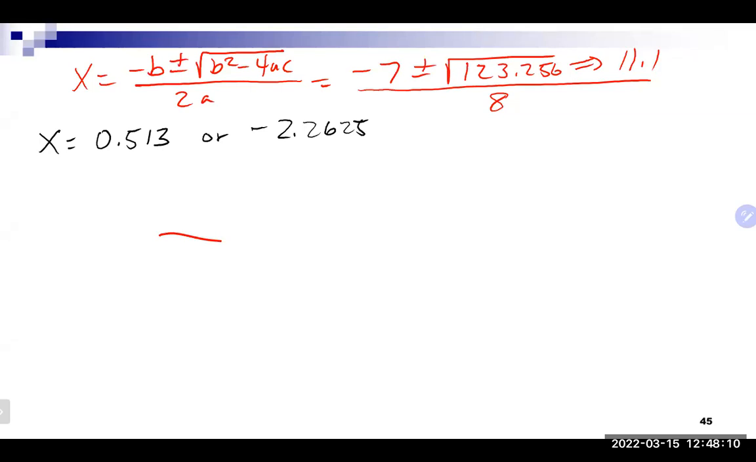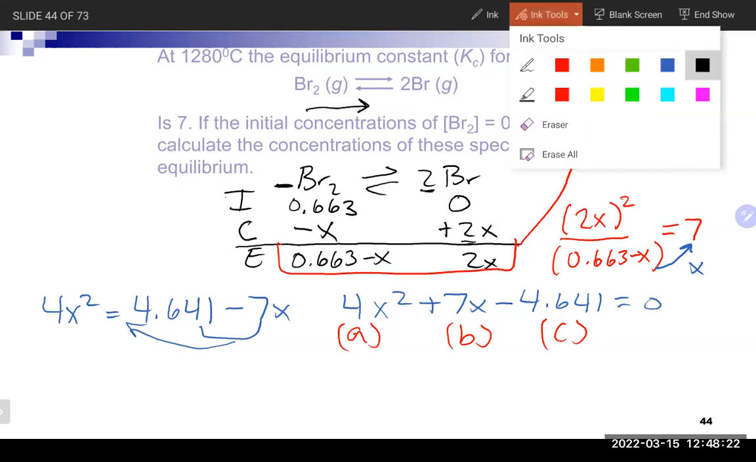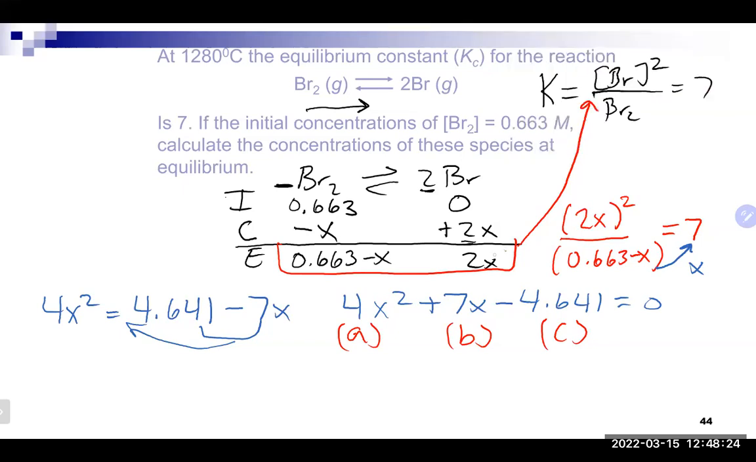So when you do the quadratic, you obviously will get 2 answers, and one of the answers will not make sense. But let's talk about what these x values are. Going back to our table, the x values that we just got are all the x values in the table at the equilibrium line and all through the table here. Which x value would not make sense here? It would be the negative one, right?